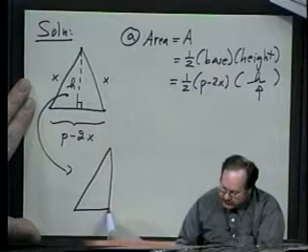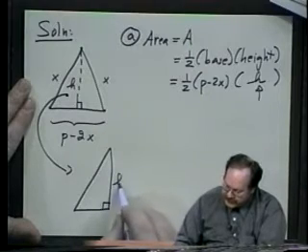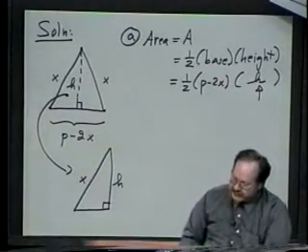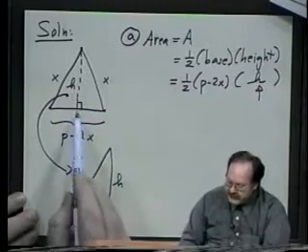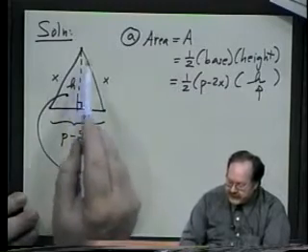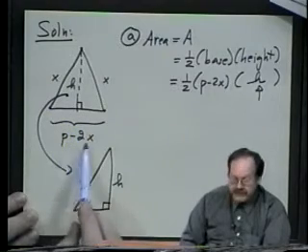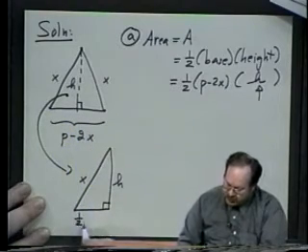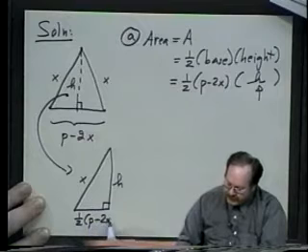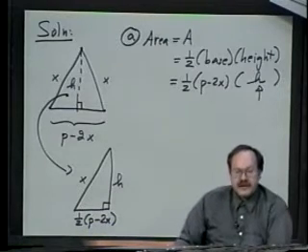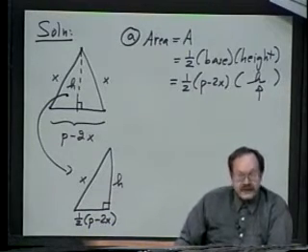I have a little right triangle. This side is h, this side is x, and this side is half. Because this is isosceles, this is going to cut the base in half. This side is half of P minus 2x, so it's 1/2 (P minus 2x). So I have all three sides labeled, that is.